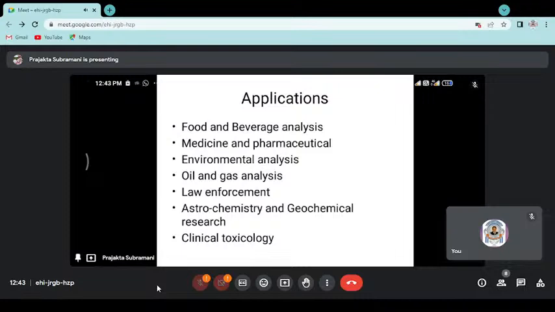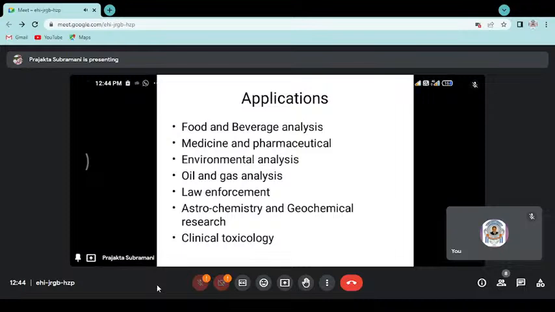The first application is food and beverage analysis. It means quantification of pollutants in drinking water and wastewater, as well as quantification of pollutants in foods, is done by using this technique. Then medicine and pharmaceutical. In the pharmaceutical industry, for analytical research and development, means pharmaceutical analysis for R&D, for QC, for QA, for production, and for the department of API, these hyphenated techniques are used.